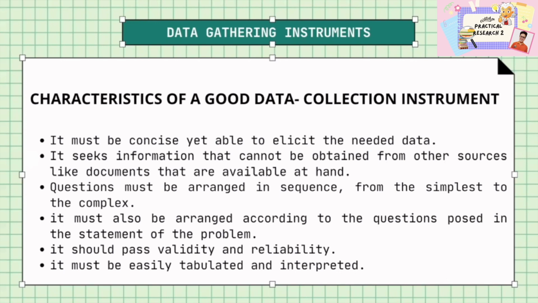Next, it must be easily tabulated and interpreted. That is the reason why we should have it validated first, because in the validity process, actually, you will be able to determine already if this can be easily tabulated or not. Okay?